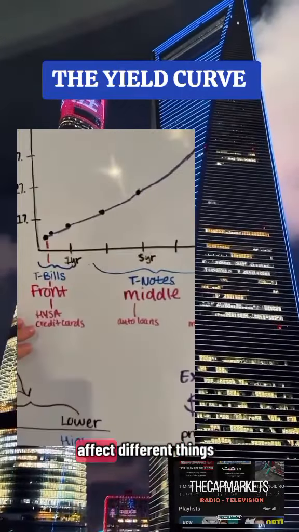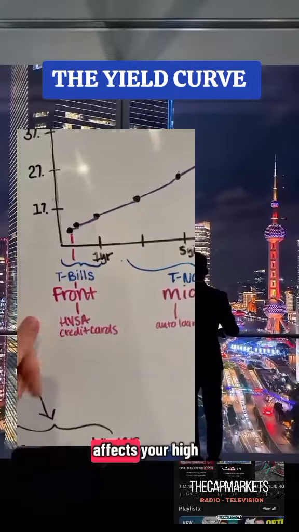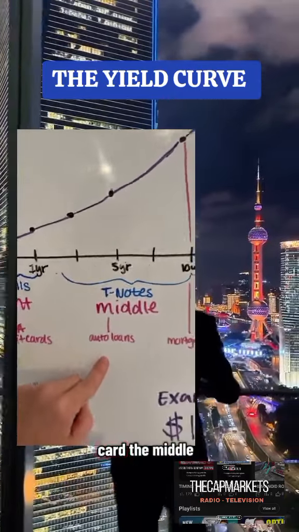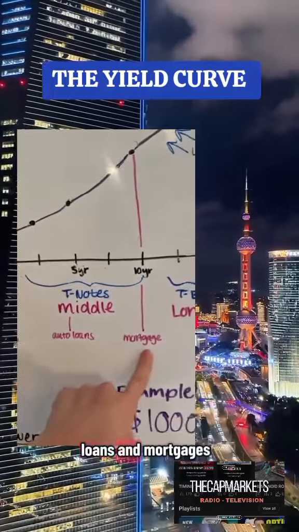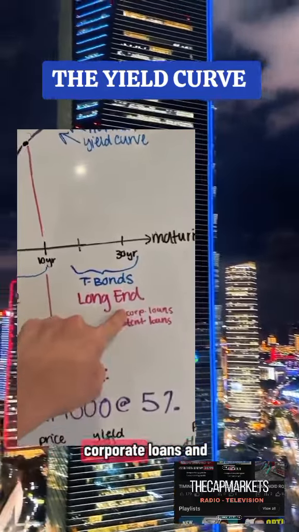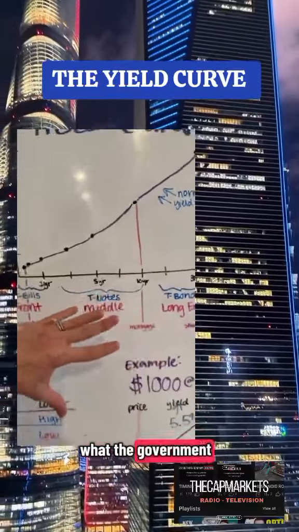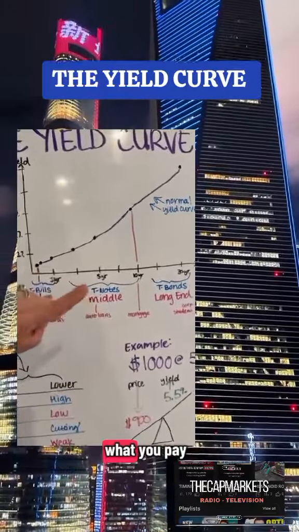And they all affect different things. The front end of the curve affects your high yield savings account and your credit card. The middle is your auto loans and mortgages. And then the long end are corporate loans and student loans. What the government pays on your debt also is what you pay on your debt.